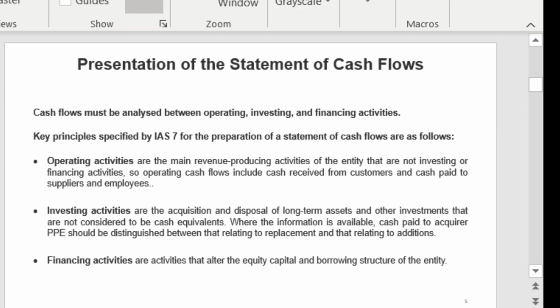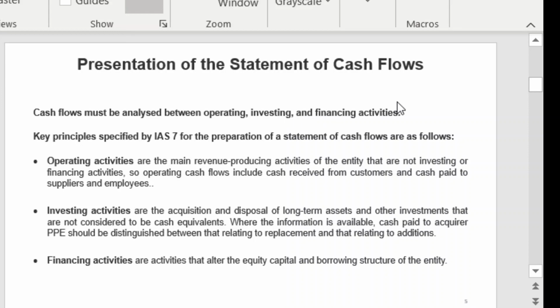Cash flows must be analyzed between operating, investing, and financing activities. So in other words, this will become our structure when you prepare the statement of cash flow. Each and every company that has prepared the statement of cash flow, their cash should be analyzed between operating, investing, as well as financing activities.